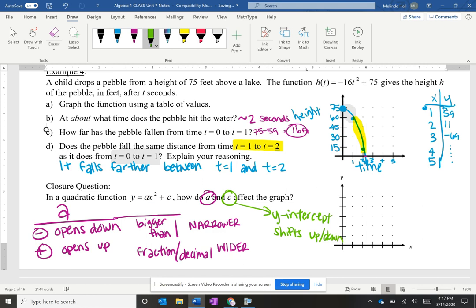Okay, so that is the end of just the beginning of quadratic functions. You're going to be doing a whole bunch more with them beyond this, but this is just the start.